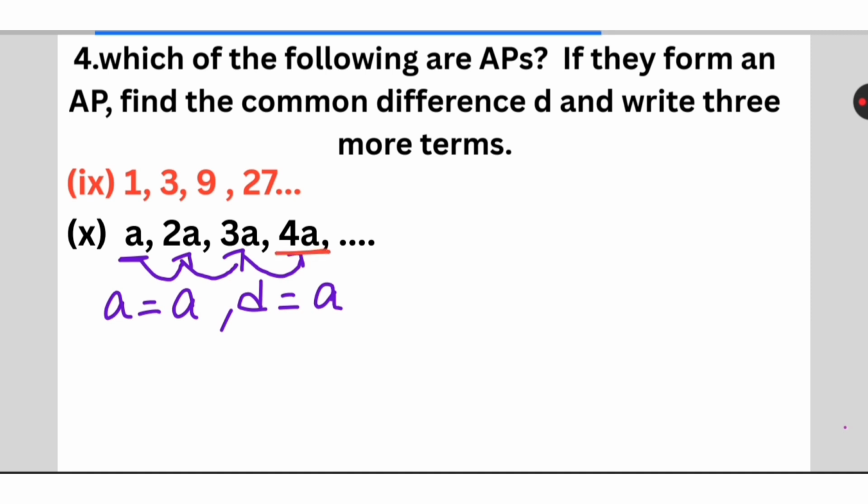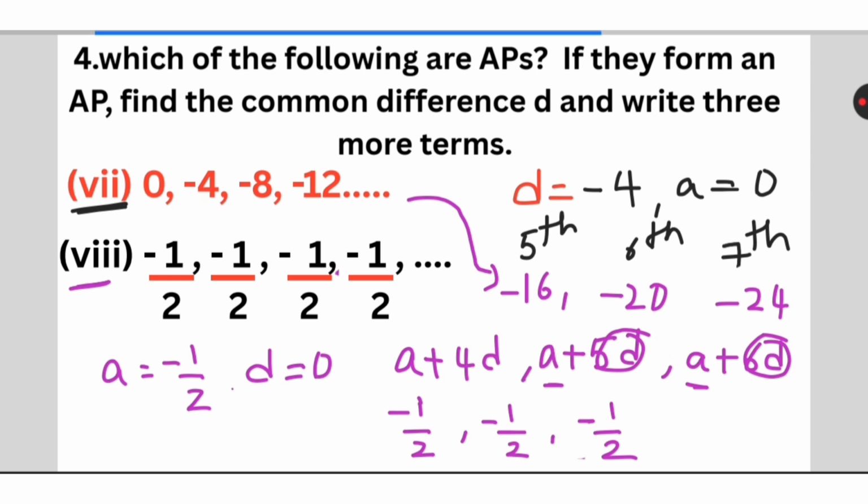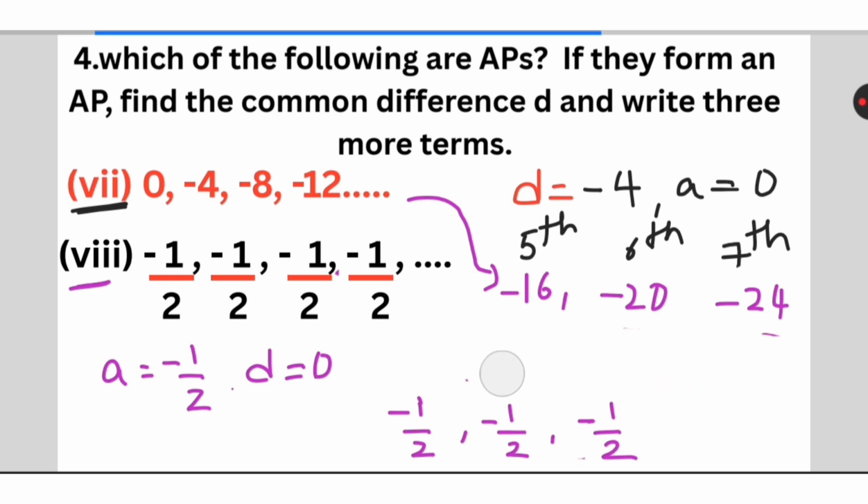For the 4a, if we add plus a, we are going to get 5a. For the 5a, if we add plus a, we are going to get 6a. For the 6a, if we add plus a, then we are going to get 7a. In the previous question also, here no need to write a plus 4d, a plus 5d, a plus 6d. Simply we can add minus 1 by 2. So just add the difference, which is 0. Then you can keep on writing.